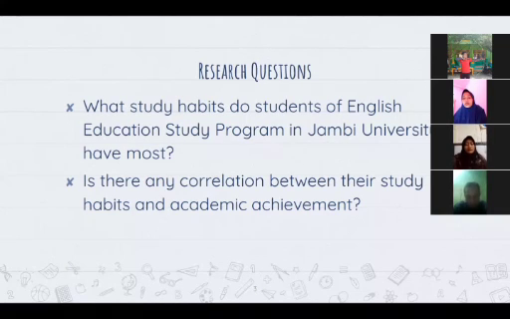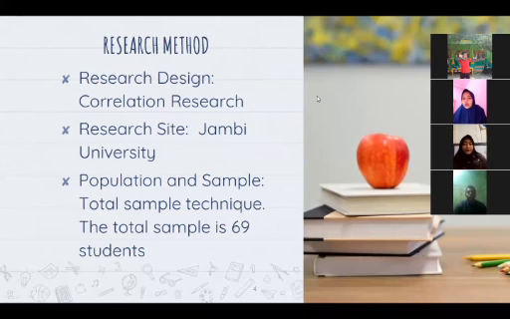Okay, let's move to the next section, that is research method. In this study, we choose correlation methods since the purpose of this research is to determine the relationship between student study habit and their academic achievement. And this study will be conducted in Jambi University. Population and sample, we use total sample technique, and the total sample is 69 students.